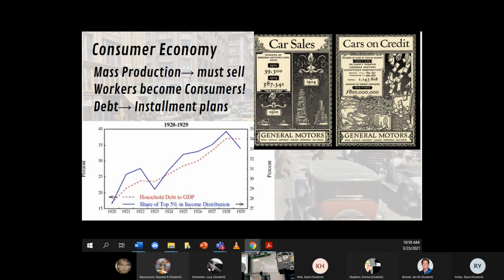So, yet, we have this consumer economy that's developing. Companies are producing more than ever before, and they have to sell.